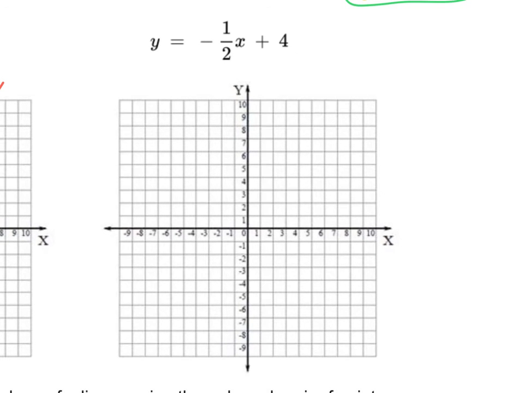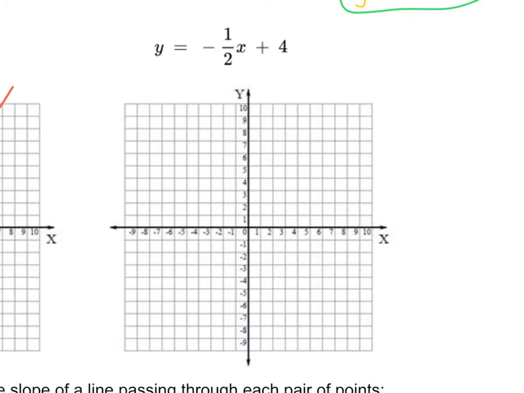Okay, graph this equation. So I'm going to do that again right above. Y equals mx plus b. I can see my m is going to be -1/2 and my b is going to be 4. So in the margin, m, our slope, is -1/2, and our b is +4.